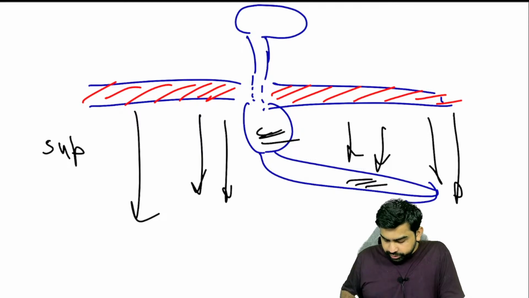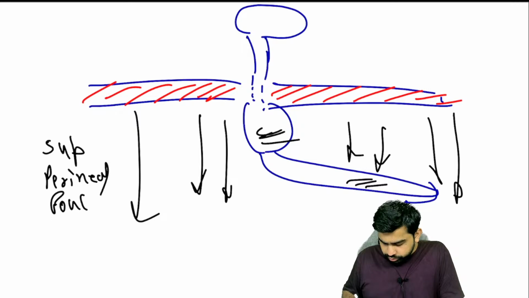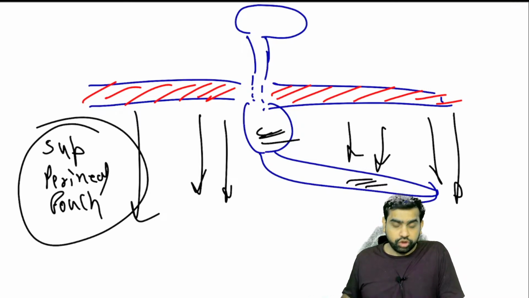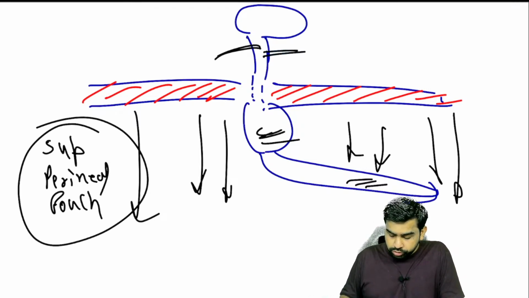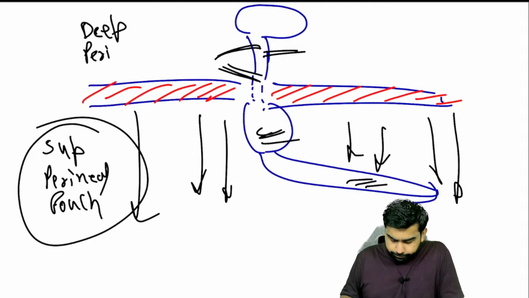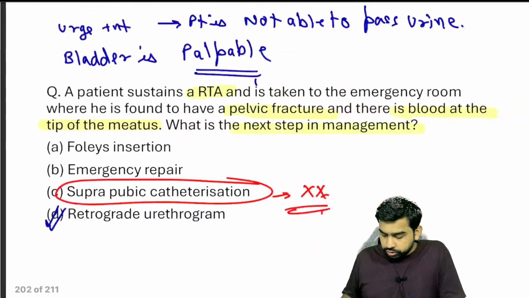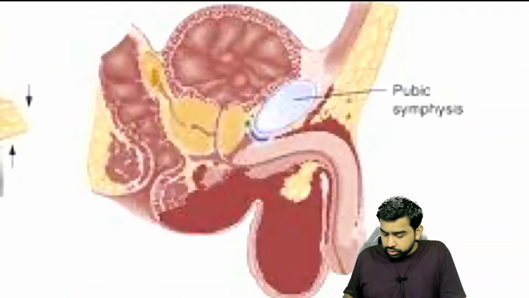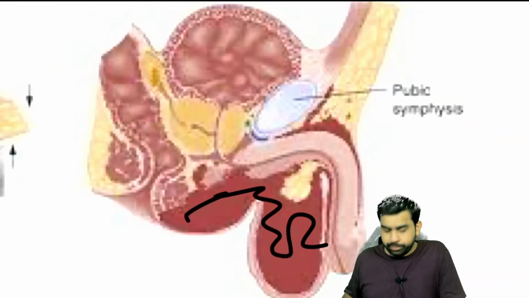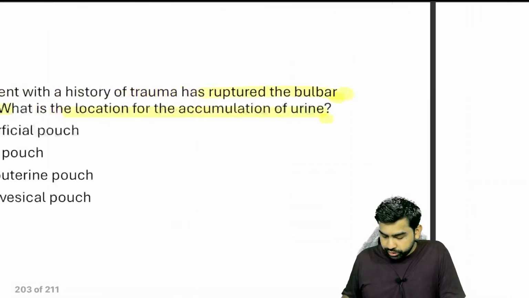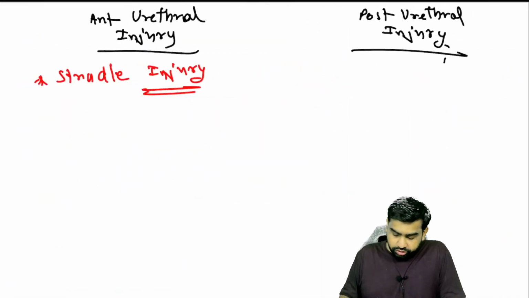there's going to be urine accumulation in the superficial perineal pouch. But if there is an injury to the prostatic urethra or the membranous urethra, there's going to be urine accumulation in the deep perineal space or the deep perineal pouch. You understand my point? Very, very important. So this is how it looks, urine accumulated in the superficial perineal space or superficial perineal pouch. So in the anterior urethral injury, you get urine accumulation in the superficial perineal space.